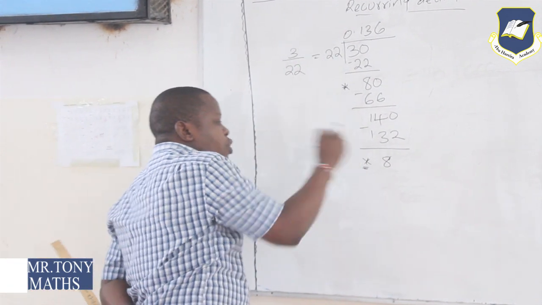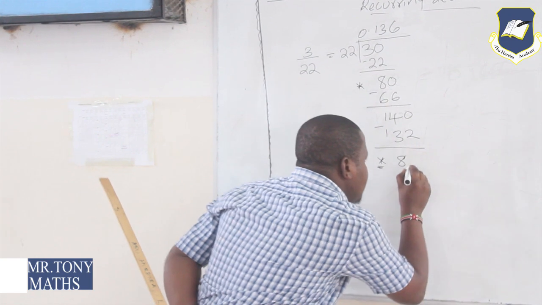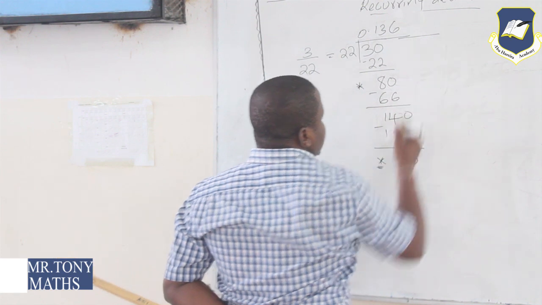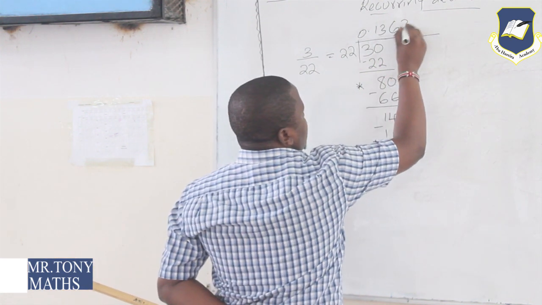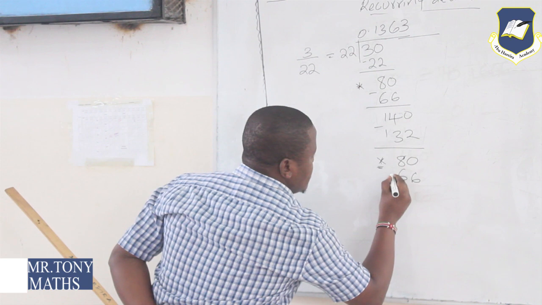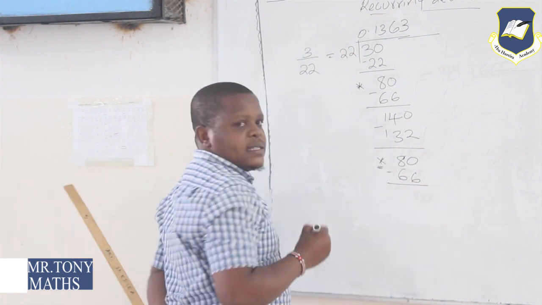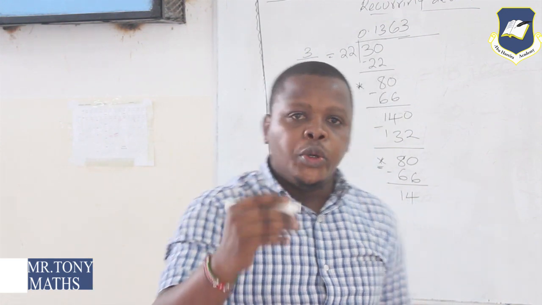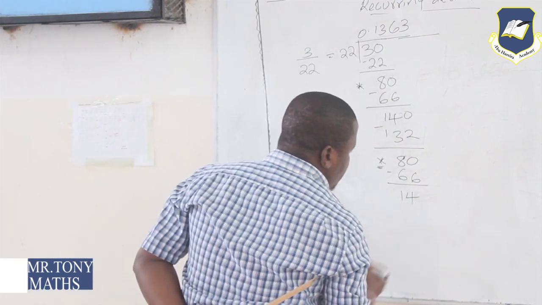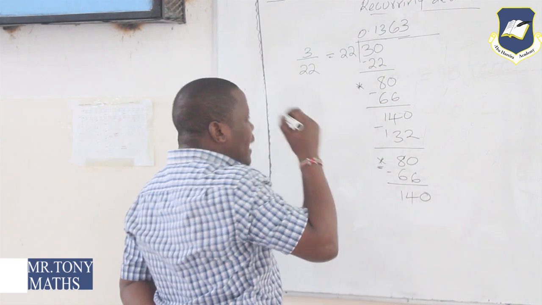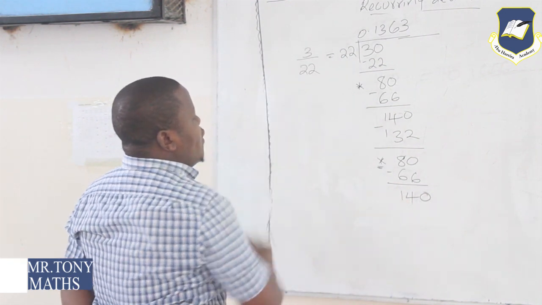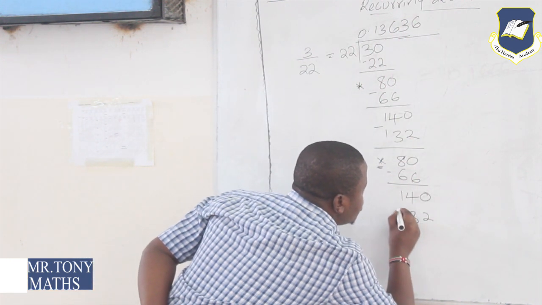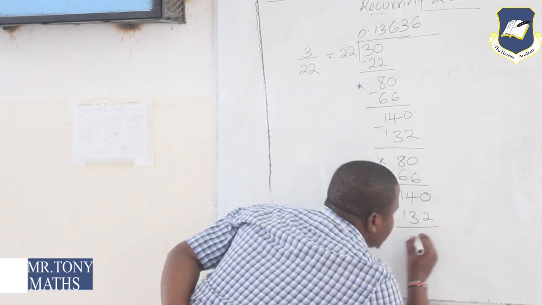22 would go into 8. So what do you do? You add a 0 here. That becomes 80. And again, 22 goes into 80 3 times. That gives you 66. You subtract 80 minus 66, it's going to give you 14. 22 to go into 14. So you add a 0 where we have 14. That gives you 140. And again, 22 goes into 140 6 times. That gives you 132. Subtract, that is going to give you 8.